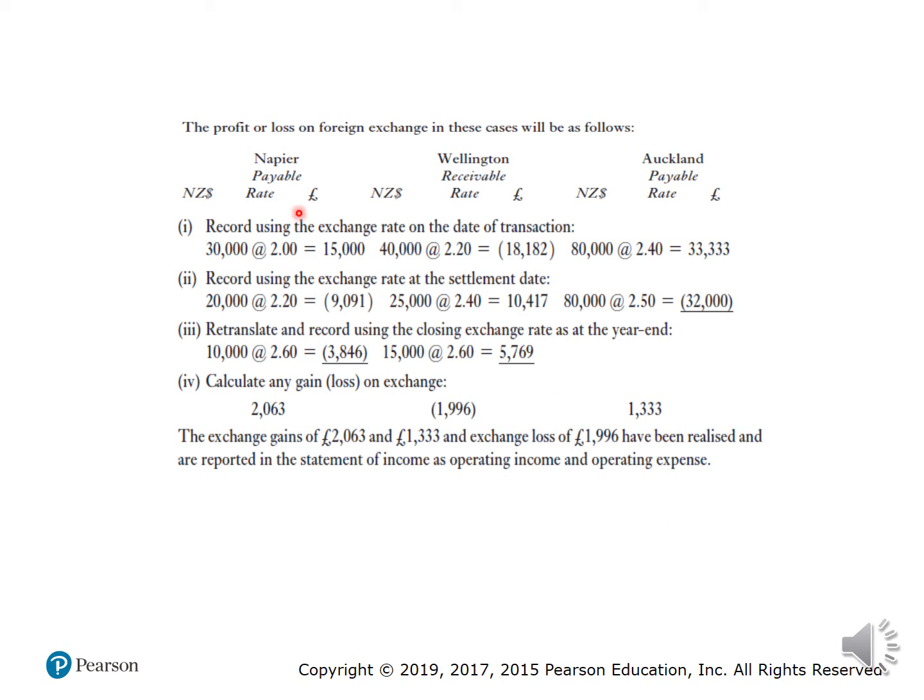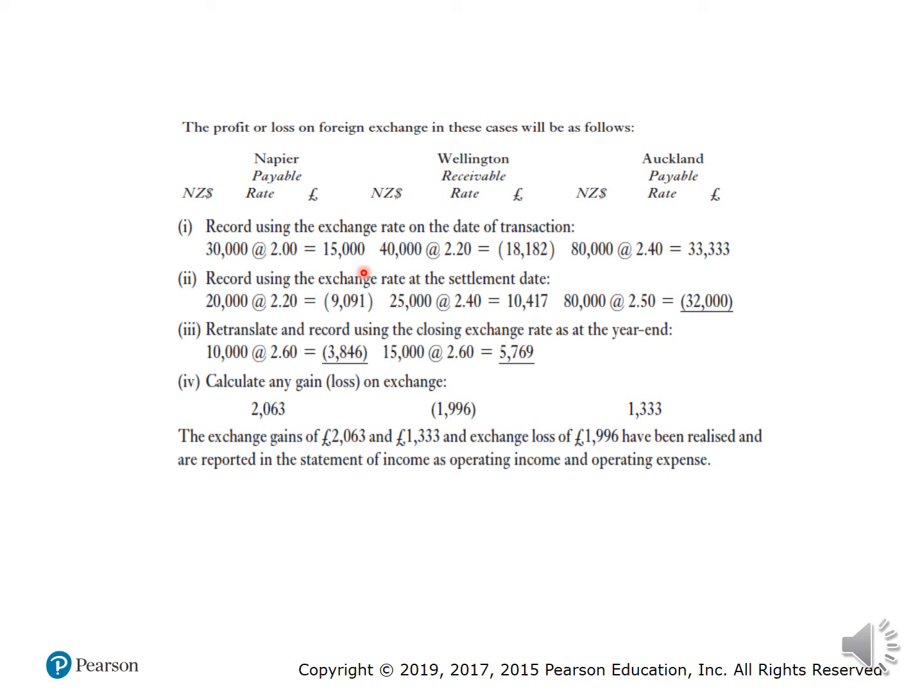Okay, so Napier, we purchase goods from them, is an account payable, right? We have to pay them. Wellington is our receivable because we sold goods to them, and Auckland Limited is our account payable because we purchased machinery from them. Okay, so in case of purchases and sales, and also the purchase of machinery, these are non-monetary items, right? They should be recorded according to the date of transaction.